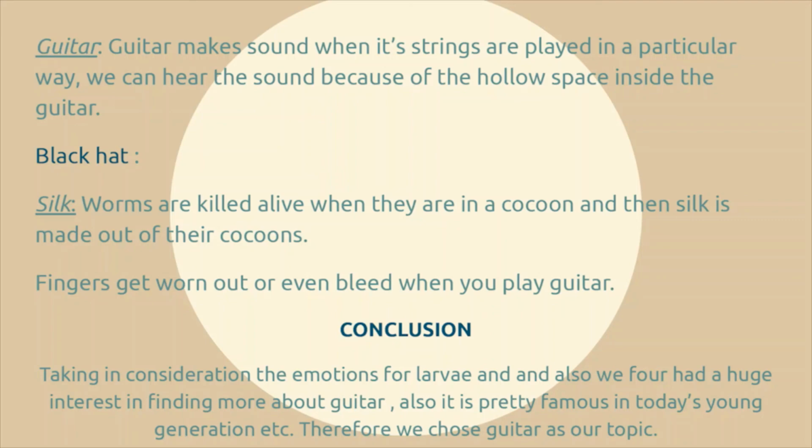Black hat. Silk. Worms are killed alive when they are in the cocoon and the silk is made out of it. Guitar. Fingers get worn out or even an injury can take place.